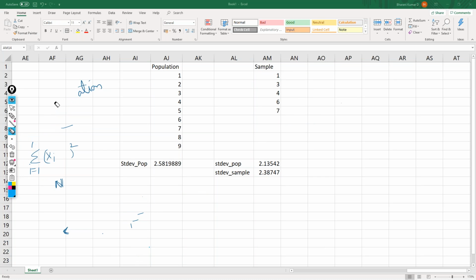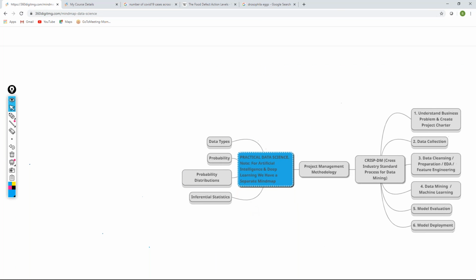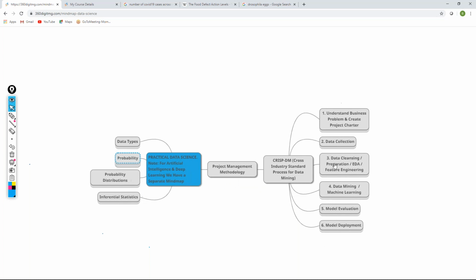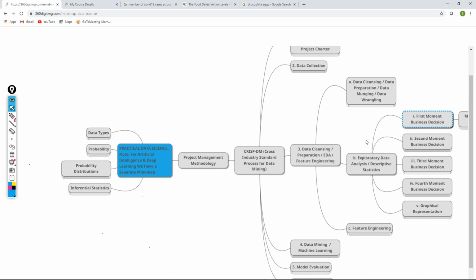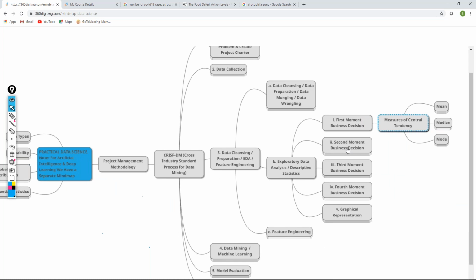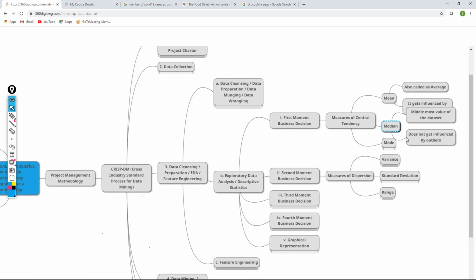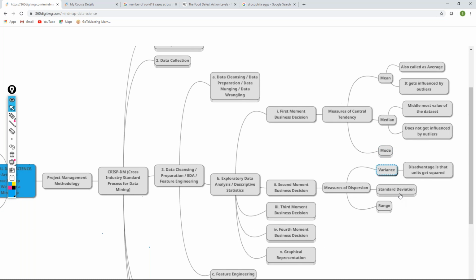All right. So we covered good ground. Today we discussed about probability. We discussed about probability distribution. And then we discussed about descriptive analytics. If you remember, we discussed about first moment business decision, second moment business decision, mean, median, mode, and then we discussed about variance, standard deviation, and range.